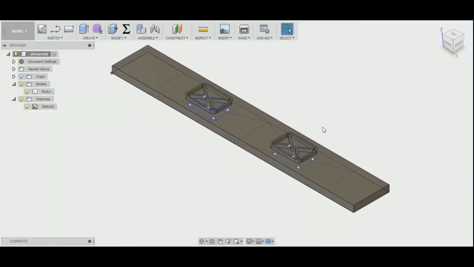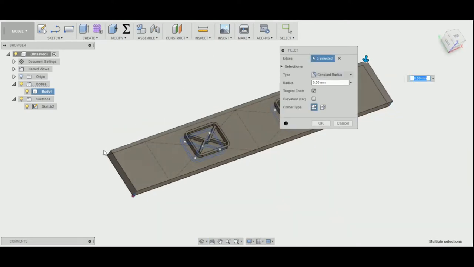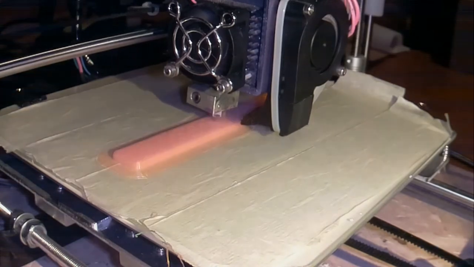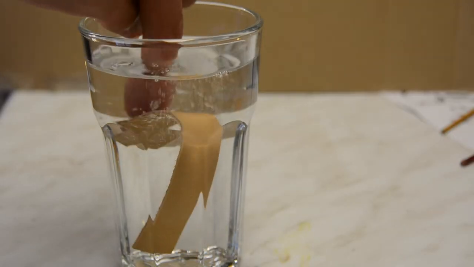I am extruding the letter shape by 4 and the surrounding area by 3 mm and send it to the printer. While the printer is printing the shape, I let the leather soak in water for 30 minutes.